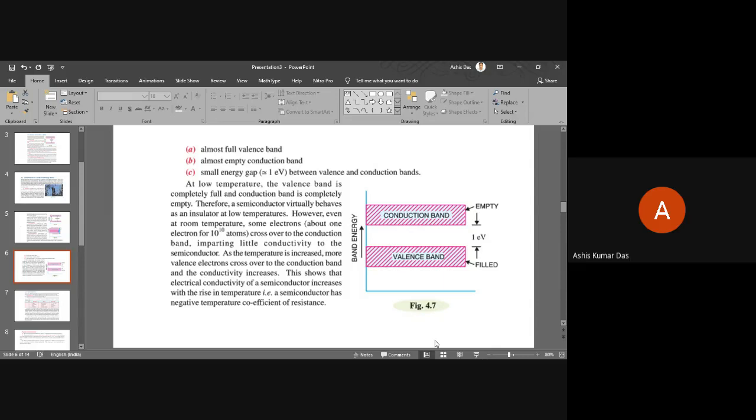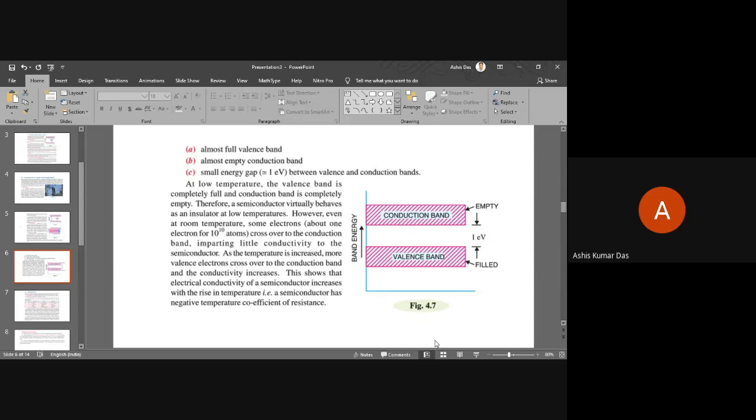But when the temperature increases, even at room temperature, we can get some free electrons. The quantity is about 1 out of 10 to the power 10 atoms that can jump from the valence band to the conduction band, and certainly the conductivity increases. As you increase the temperature, the conductivity increases further, and the semiconductor is behaving like a conductor. So we can see that a semiconductor has a negative temperature coefficient of resistance, isn't it?